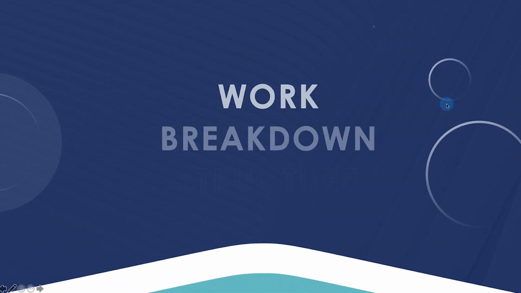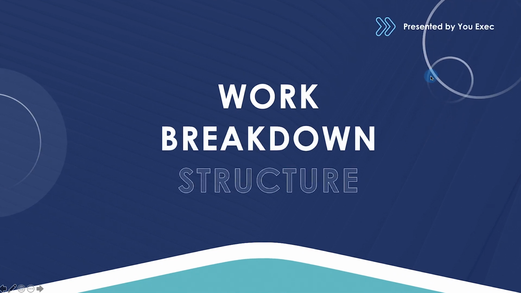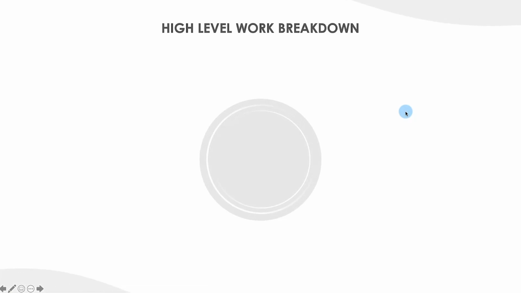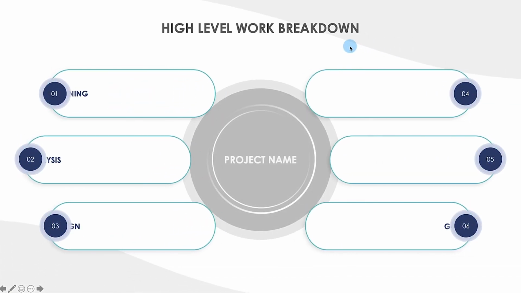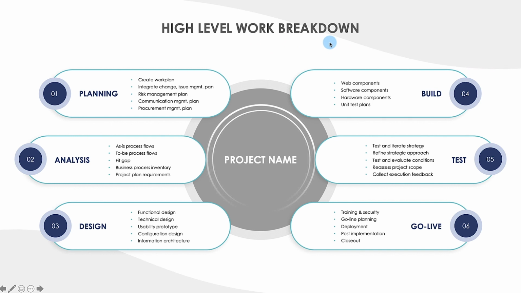Hi everyone, I'm going to be giving you a quick overview of our work breakdown structure framework. So this framework begins with a high-level work breakdown of typical project phases. In this example, the phases are planning, analysis, design, build, test, and go live. Every project team operates differently, so you can plug in your own key activities across each phase. Some questions to ask yourself are, what does planning look like to your team, and what about analyzing?